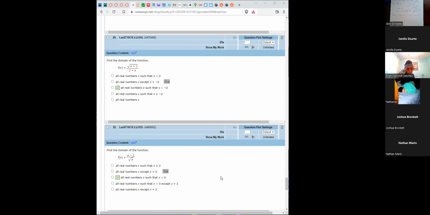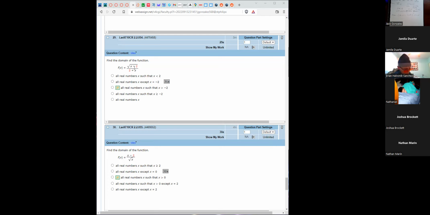So whenever you're doing domain, think of what are the problems, figure out where those issues happen and exclude them. Everything else is the domain. That's all you got to do. So look for division by 0, look for even roots that can't have negatives. And if both of those things happen at the same time, well, then you're gonna have to exclude both at the same time. Like number 29.